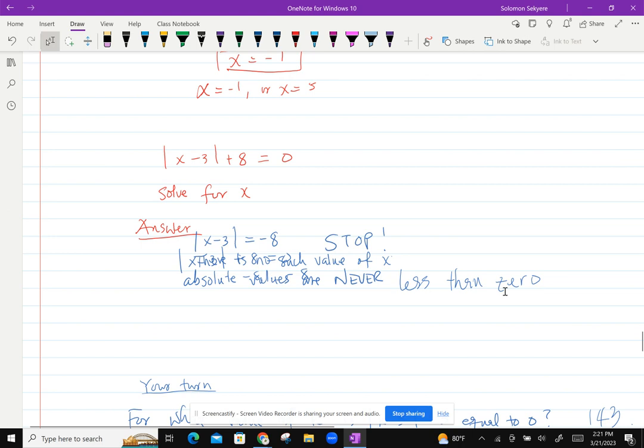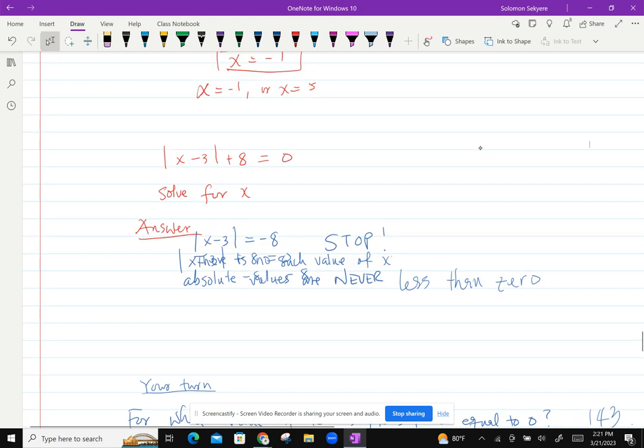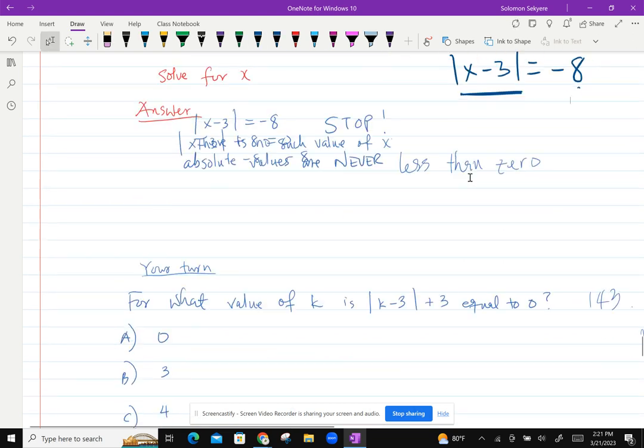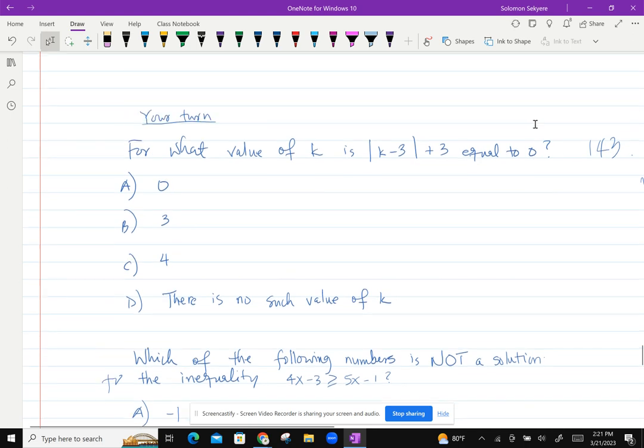Okay, so here we have the absolute value of x minus 3, plus 8, is equal to 0. Solve for x. How do we begin solving this? We begin by subtracting 8. So the absolute value of x minus 3 is equal to negative 8. The moment you have an absolute value equals a negative number, stop. It's not possible. So there is no such value. You stop.